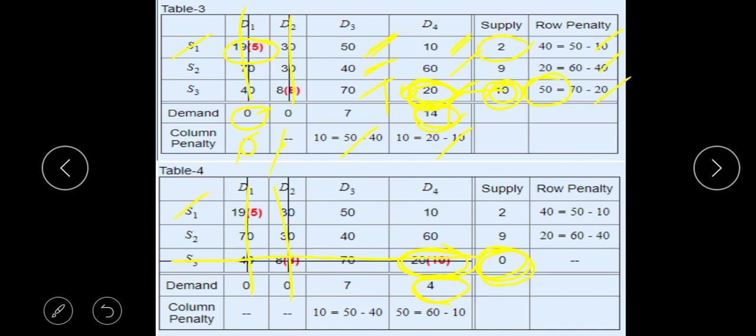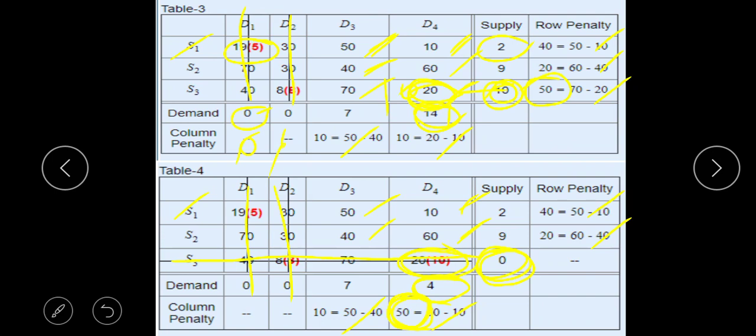So come back to S1, find out the penalty, 10, 50. So 50 minus 10, 40. 40, 60. So 60 minus 40, 20. And in case of D3, 50, 40. Penalty is 10. 10, 60. Penalty is 50. So which is the highest penalty? 50.